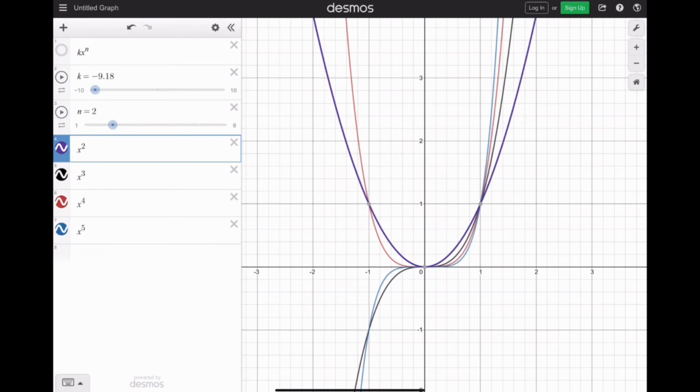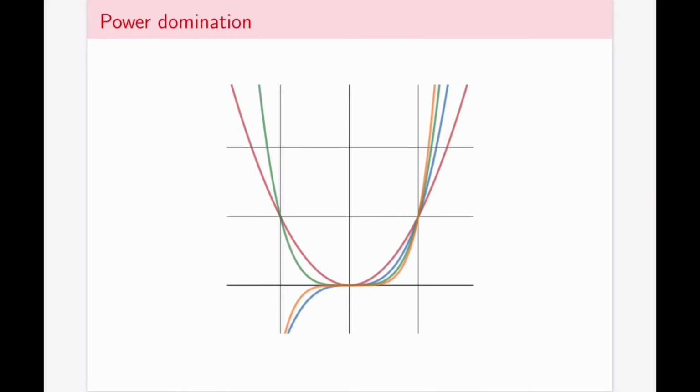And this is something that we're going to discuss next. Power domination is an extremely handy tool for discussing power functions and then by extension polynomials, rational functions, and so on. So this is something that we're going to be using throughout.